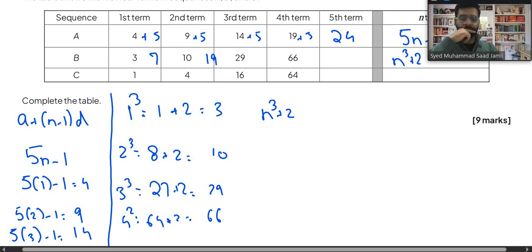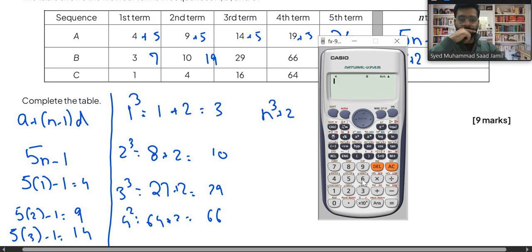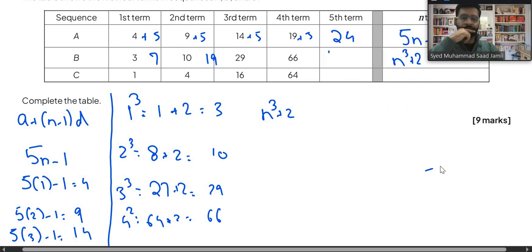So for the fifth term, just give me 1 minute guys. 5 cube, my bad, 5 cube plus 2. So it's 127. Alright guys.